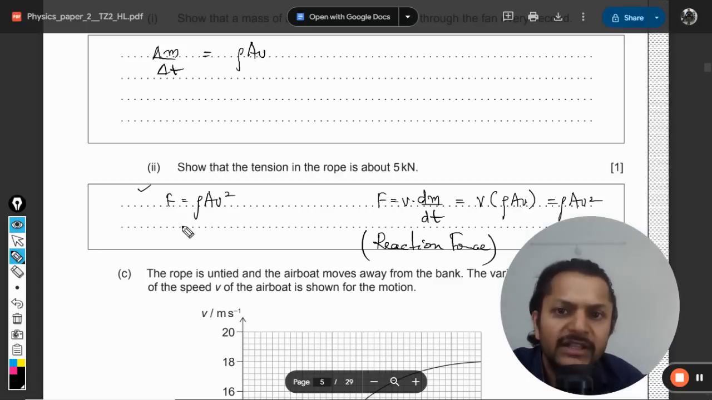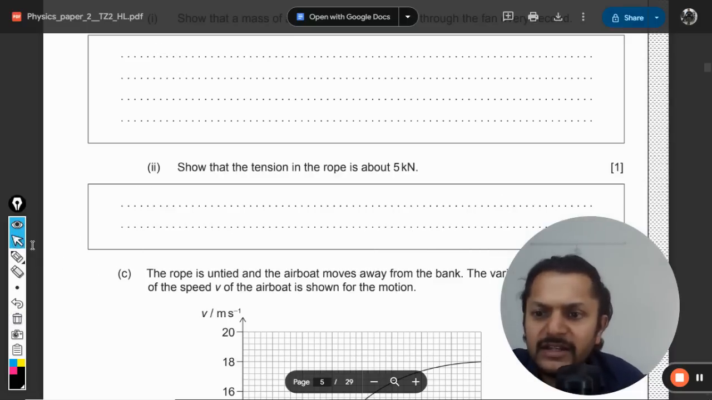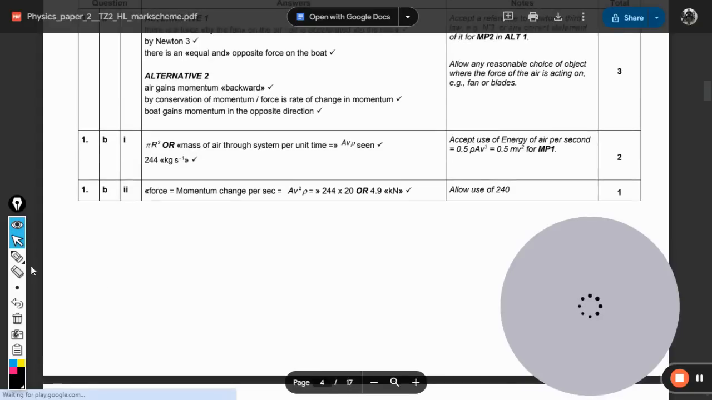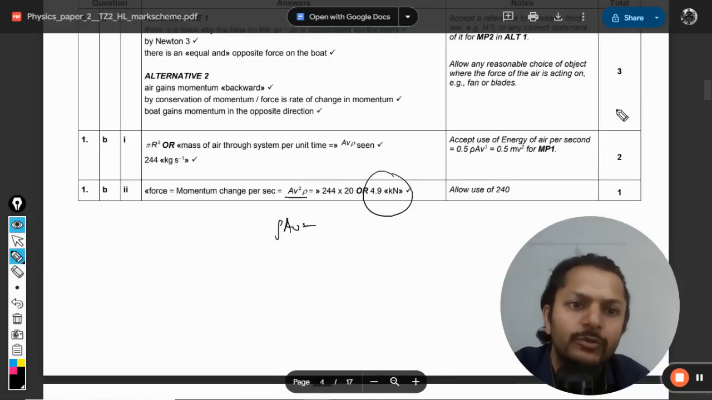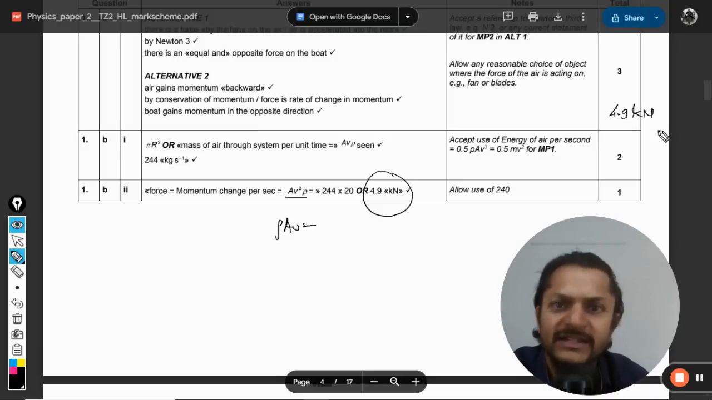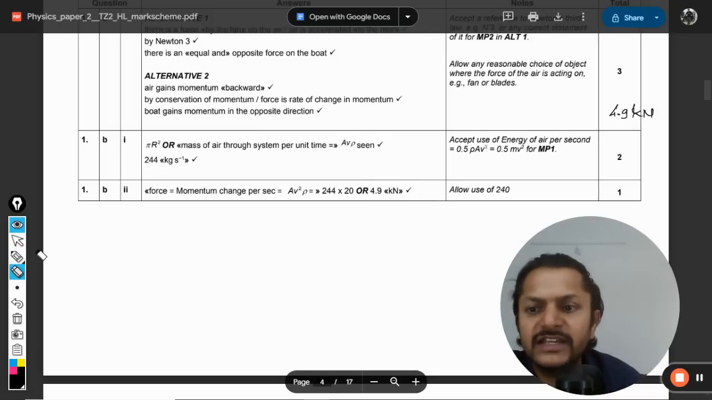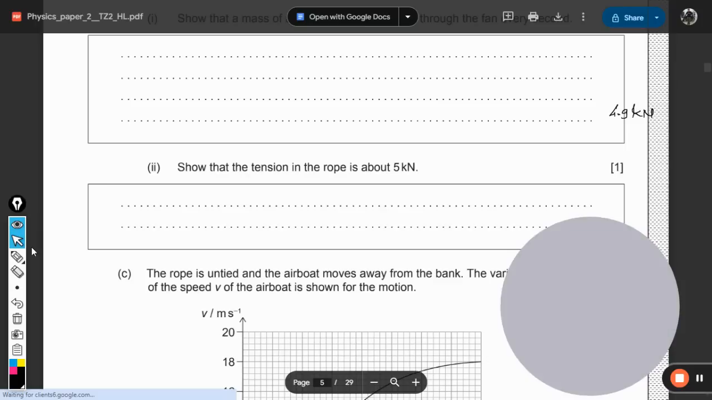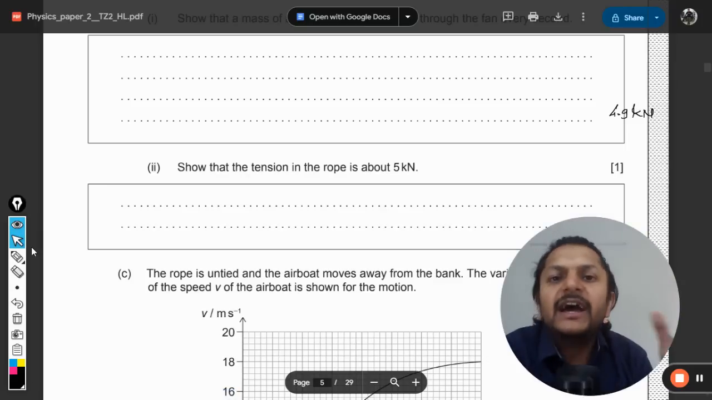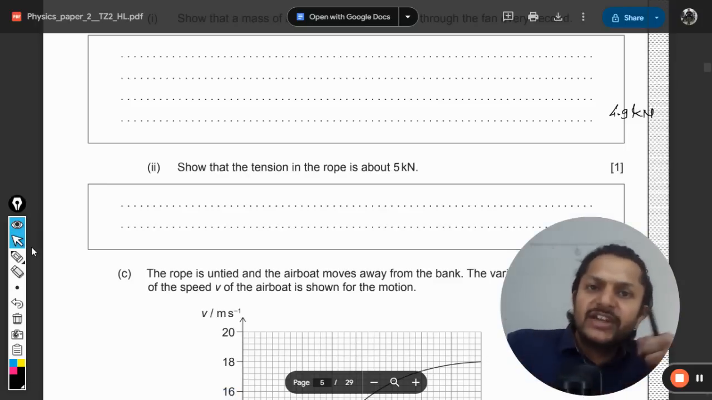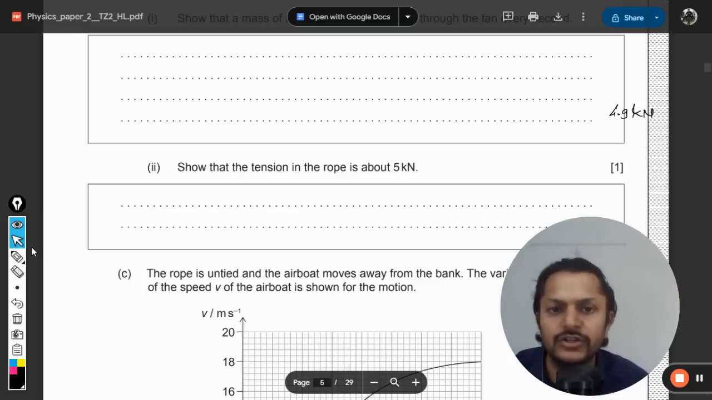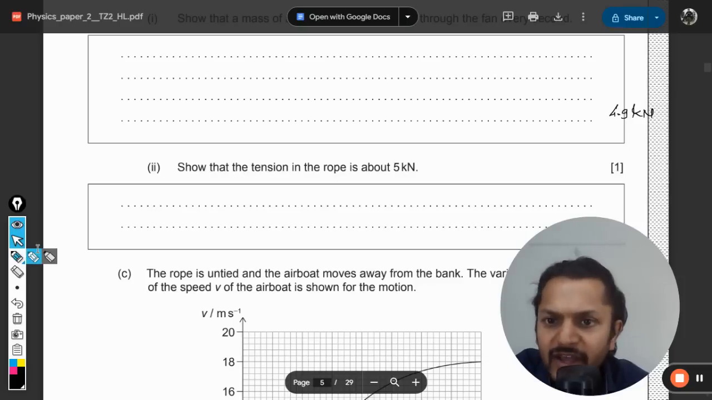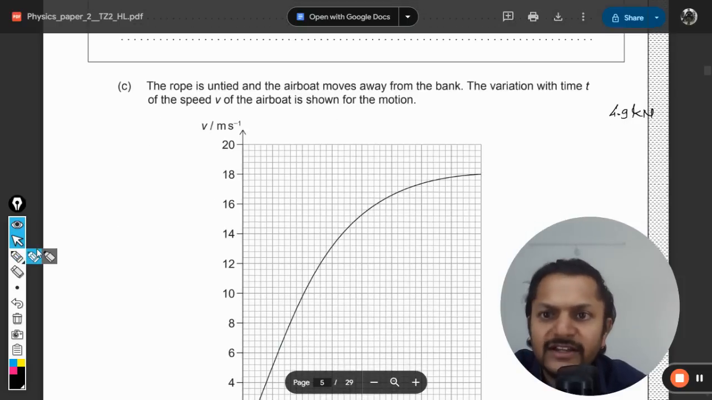Okay, so this is the formula that we apply here. Let's see if they have done the same thing. So the force is equal to momentum. Yes, so the formula is rho AV square, exactly the same thing, and the answer is coming out to be 4.9 kilonewton. So 4.9 kilonewton is the total force applied on the boat, and the boat is trying to move, and the string is tight now. So what is the tension in the rope? That is also equal to 4.9 kilonewtons. And this is about the 5 kilonewtons. So this question is done. Let us now move to the next.